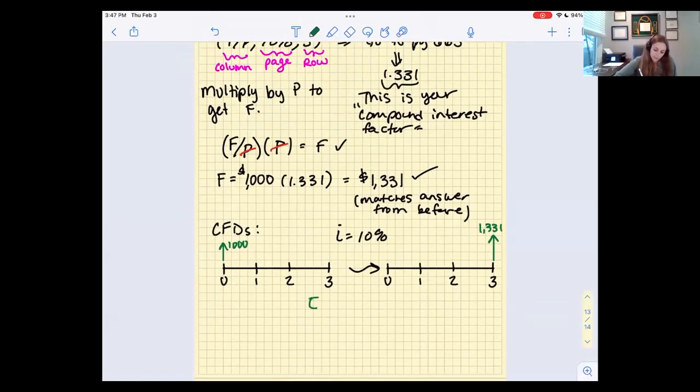The key thing here is that these are equivalent values. What I mean by that is you would be indifferent if I said, do you want $1,000 today, or do you want $1,331 in year 3? Given that your interest rate is 10%, you would say, meh, it's the same. I don't care. They're equivalent.